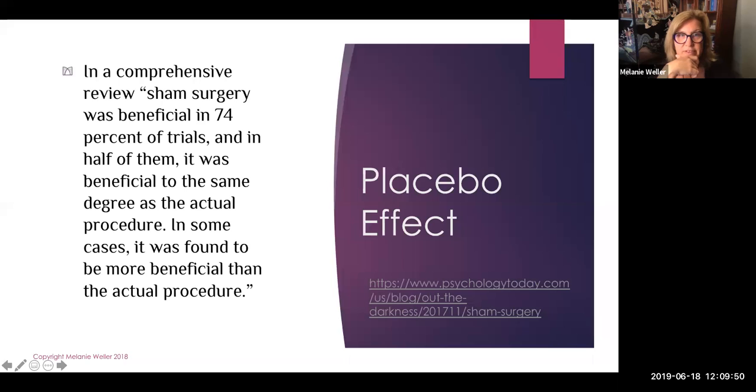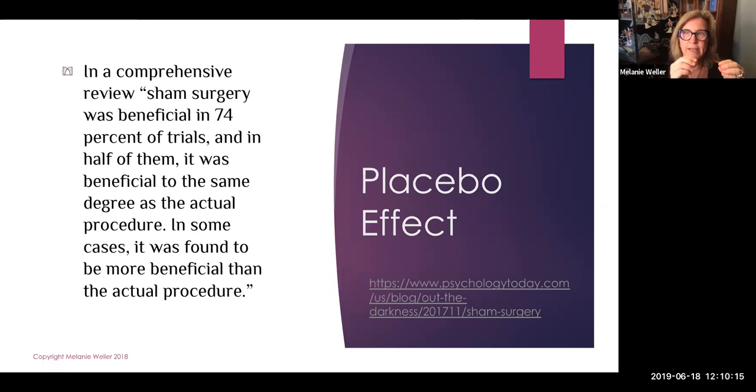The placebo effect is really big when you look at interventions. And one of the things with imaging is if the imaging isn't going to change your intervention, then there's really no reason to do the imaging. So this is a summary of a review that took all the known sham surgery studies.